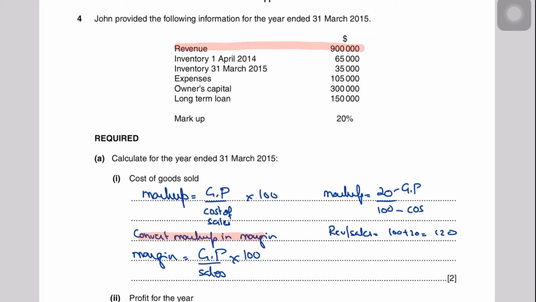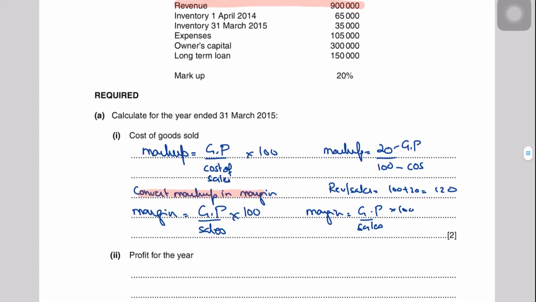Now let's apply this into the margin formula. The margin is gross profit divided by sales into 100. Right now it's not necessary to convert it into a percentage. You can also just take the gross profit upon sales ratio. So the gross profit will be the same, that is 20, divided by the sales that we calculated, which was 120. So 20 divided by 120. Now this will give you the margin ratio, that is how much gross profit was earned to sales, that is 20 is to 120.